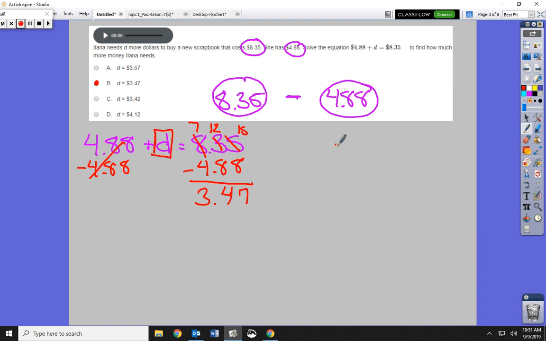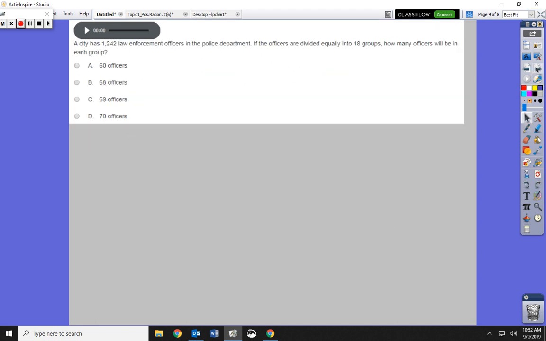I can always check this by taking my answer and adding it to what I've already saved. And that should give me the price of the scrapbook that she wants to buy. 15, 8 and 4 is 12, plus 1 is 13. 4 plus 3 is 7, plus 1 is 8. That would be $8.35. So yes, I feel comfortable with that answer of $3.47. A little bit of algebra there, a one-step equation. They snuck in on us there, but no big deal. We should be able to solve that.